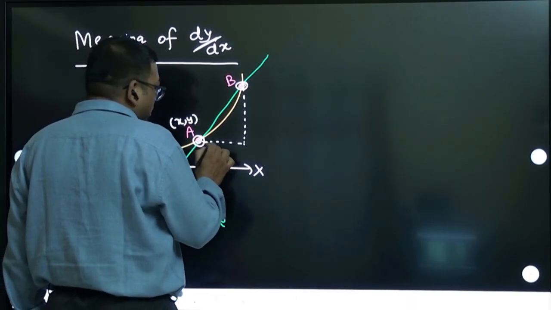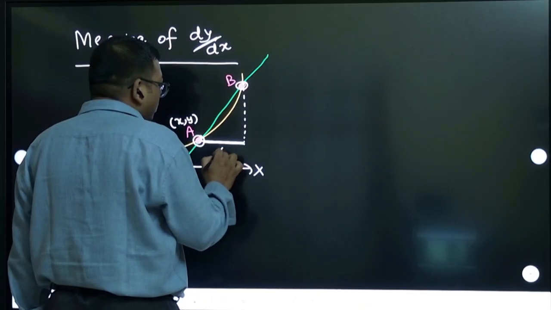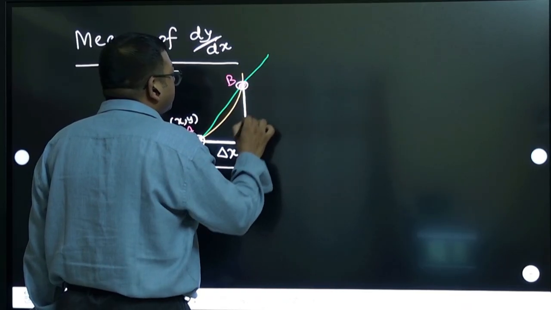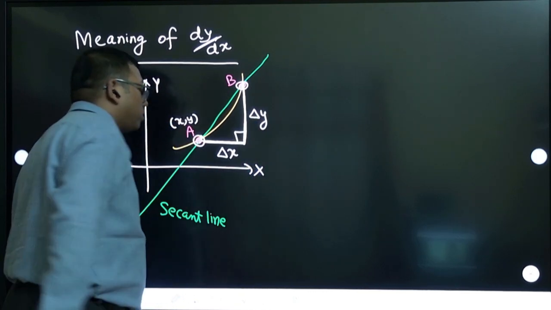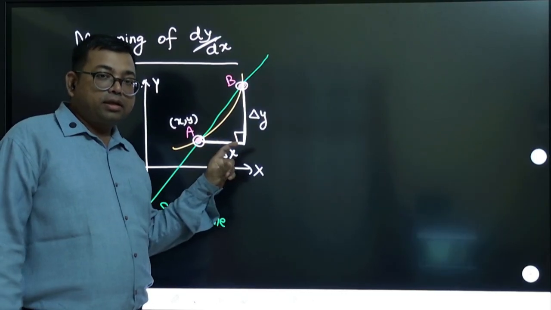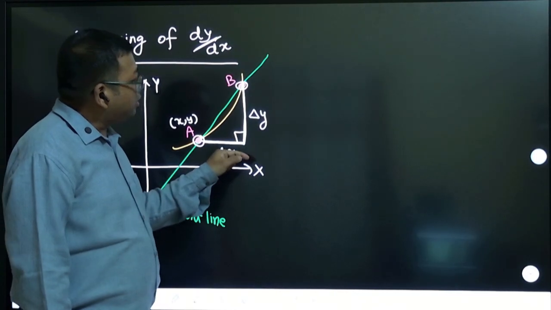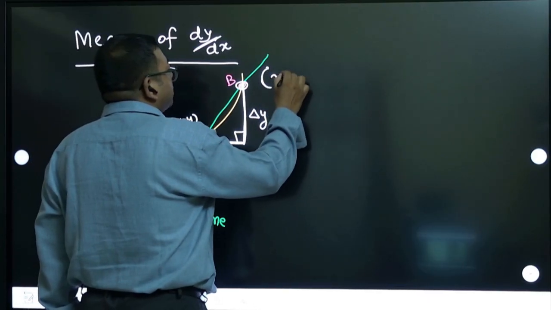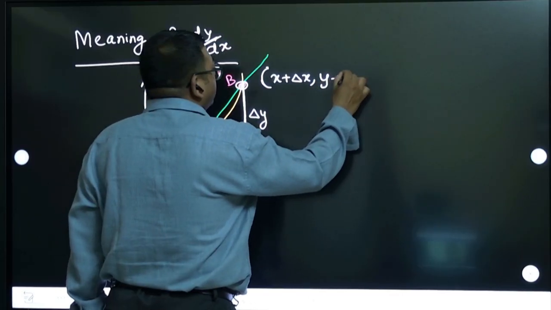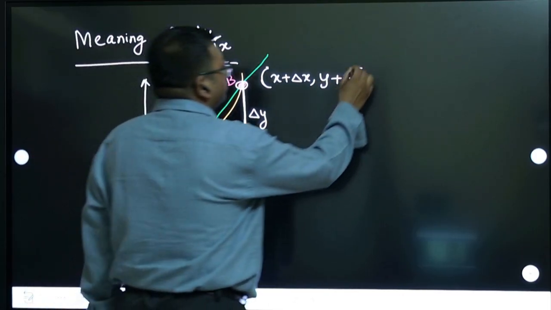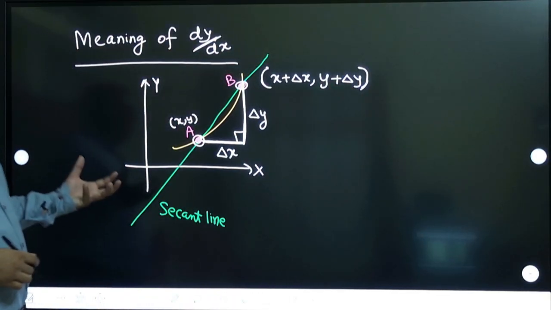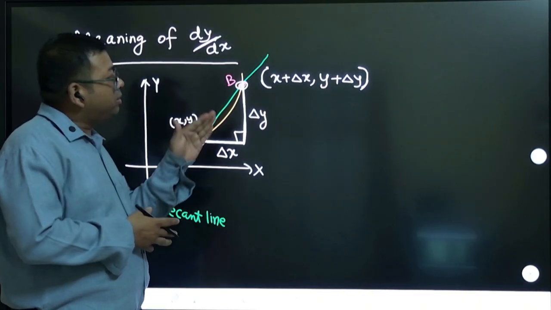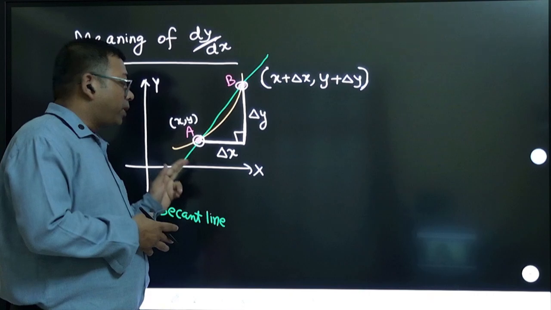Let us call this change in x as delta x, and change in y, let us call this as delta y. This is perpendicular. So delta x is the change in x, delta y is change in y. So final coordinate here will be x plus delta x, and this will be y plus delta y, right? That is the final coordinate. So these are two different points because you have changed the coordinates and you are going along the graph. Note that you are moving points on the graph.